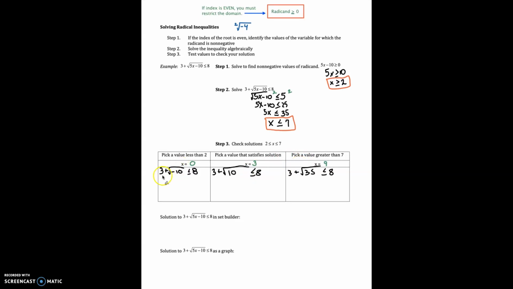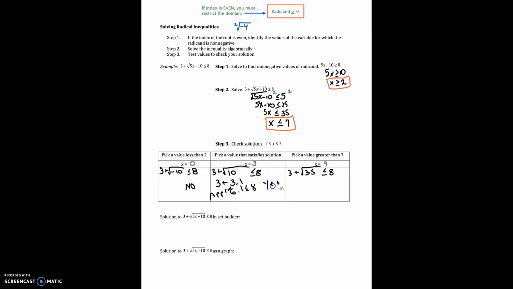So when I put 0 in, I get 3 plus root -10 less than or equal to 8. That doesn't work because we end up with imaginary numbers, so that's a no. When I plugged in 3, I get 3 plus root 10. Now, I'm not going to bust out a calculator to figure out what root 10 is, but I know it's going to be bigger than 3, so I'll just say 3.1. And we get 6.1 approximately. So, is that less than or equal to 8?